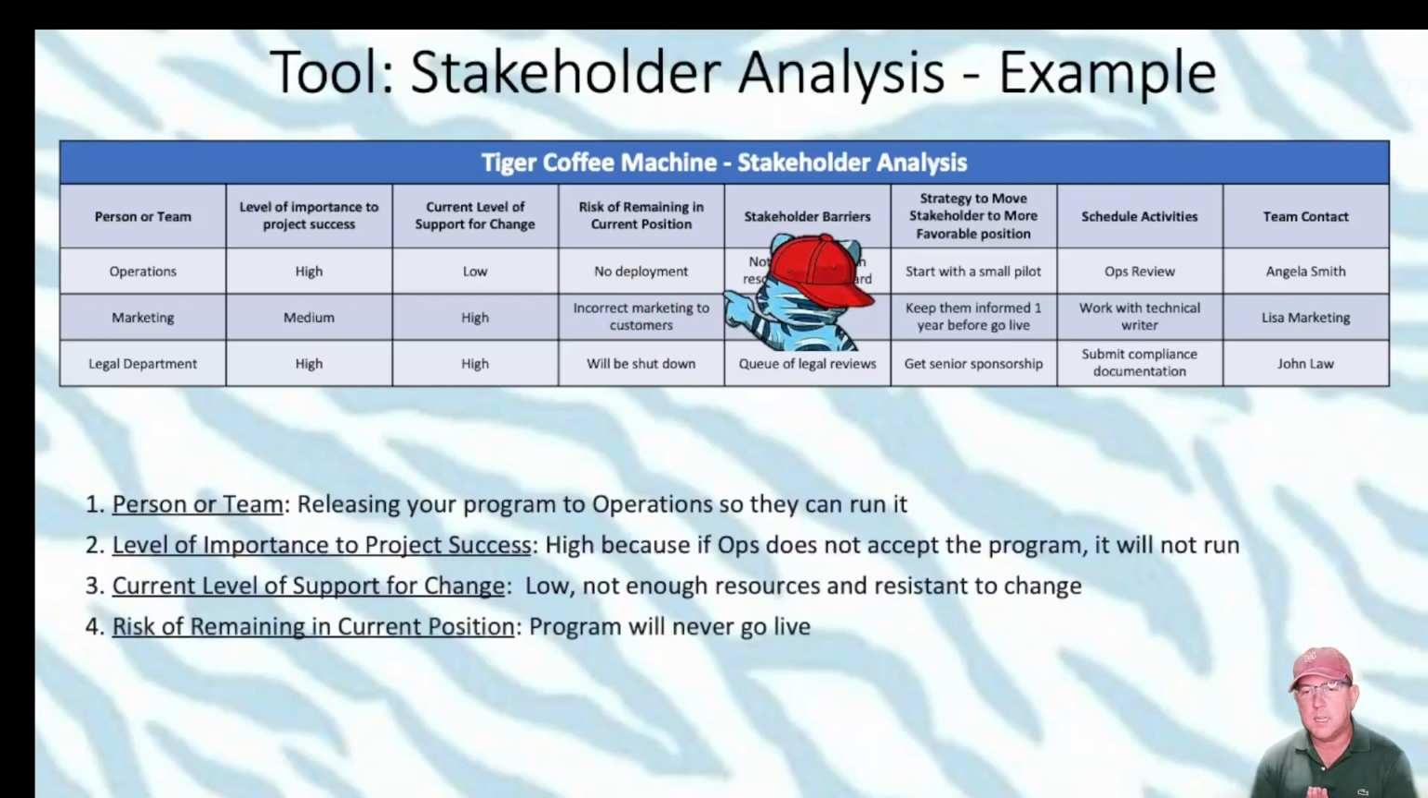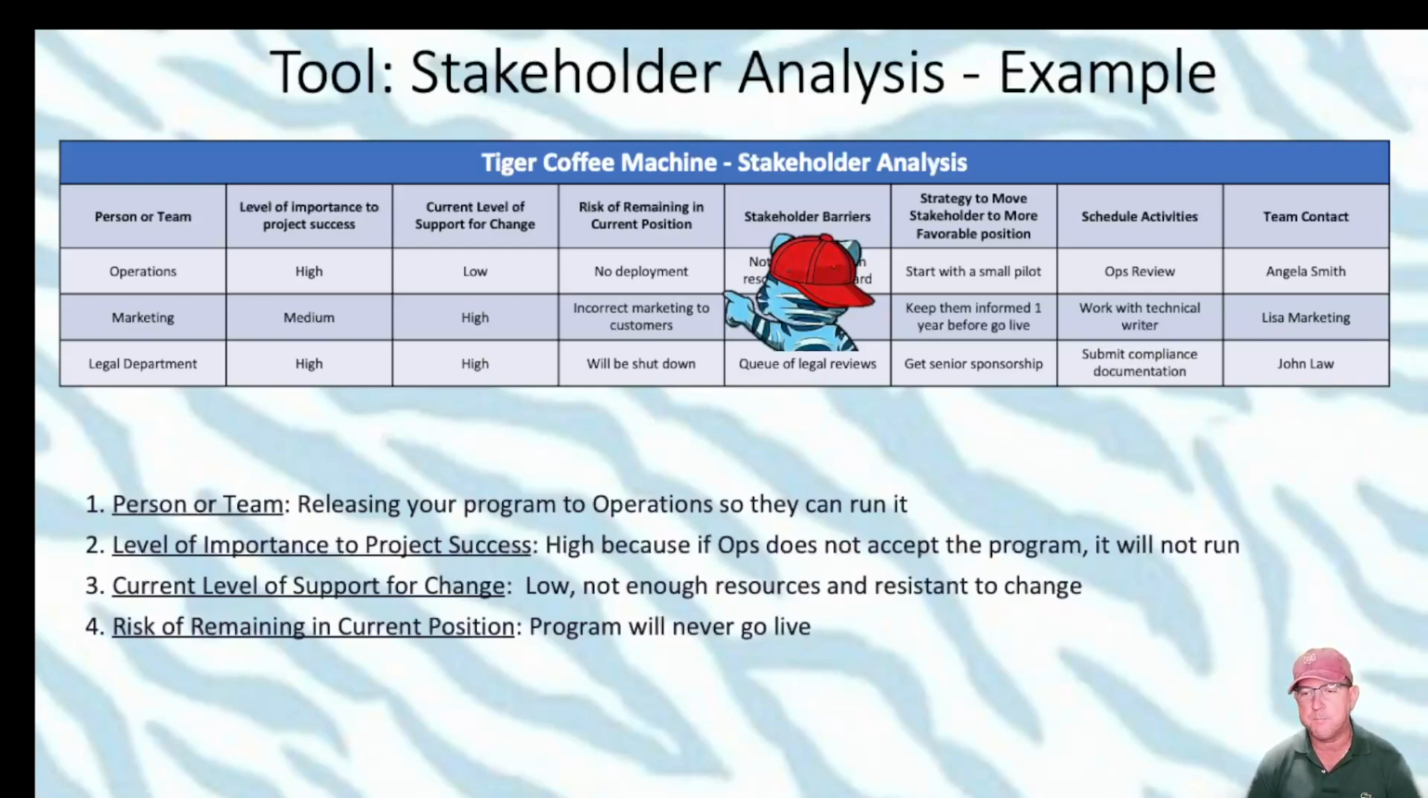Now, we look at what happens if we don't do anything. We remain in the same position. If we don't do anything, operations is not going to help us. So that's a critical thing to identify. Legal department, if we don't work with them, will shut us down. So we have to work with them too, but however, their current level of support is high, so there's not much worry there.